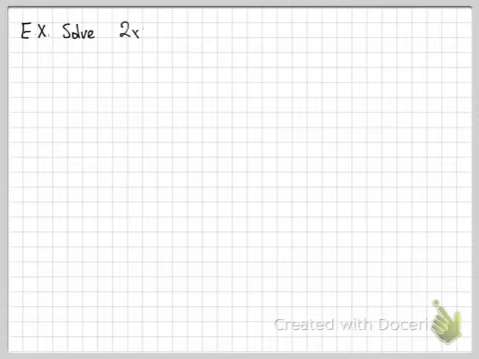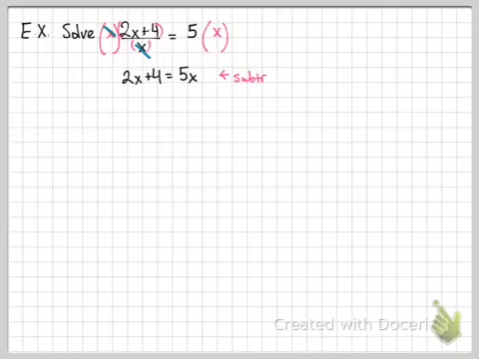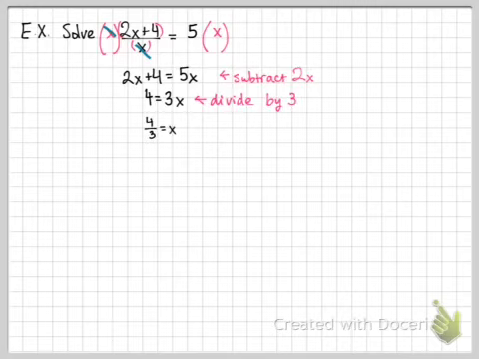Alright, let's look at one more example. Let's solve 2x plus 4 divided by x equals 5. Now I look, and what's in my denominator here is an x, so I'm going to choose to multiply both sides by my variable x. Now on the left side, this causes the x's to cancel out, and I'm left with 2x plus 4, and on the right side, I now have 5x. Now this looks like a pretty normal one variable equation. I'm choosing to subtract 2x from both sides so that 4 equals 3x, and then I'm going to divide by 3 to get x by itself.